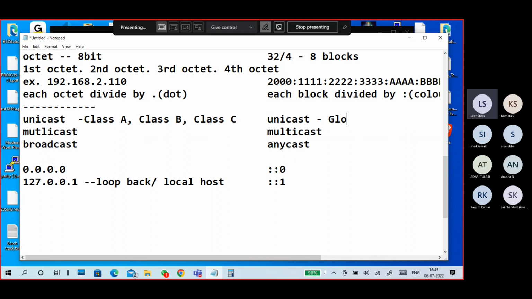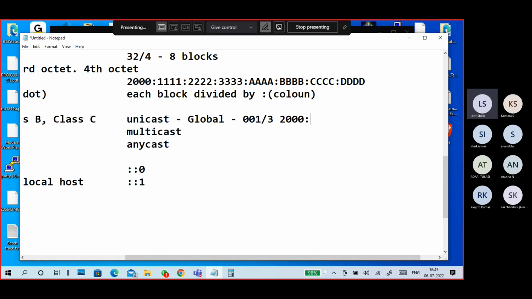Unicast are global unicast. This is the meaning of it, the range is there like that. Starting with 2000 is the prefix. So this is the range. So, global unicast IP address.